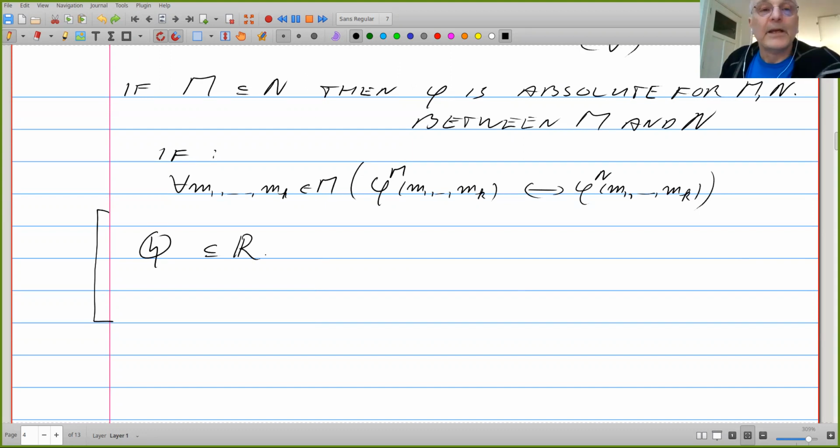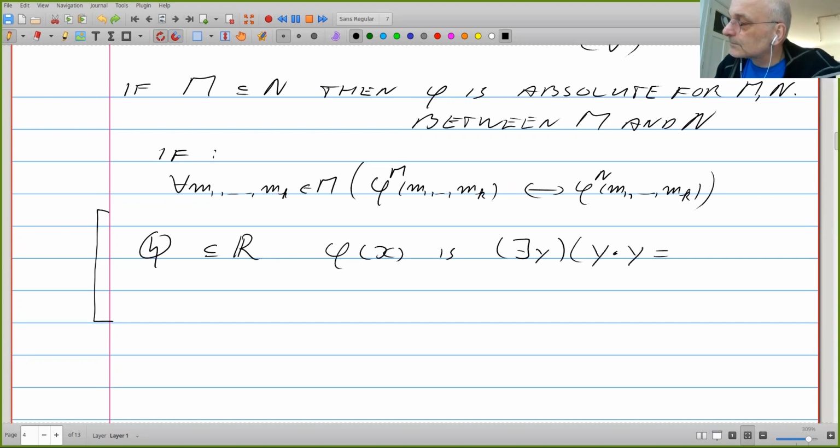We have two fields, Q and R. I'm looking at algebra because this is the easiest example of non-absoluteness that I could think of. And phi of x is this. What does it say?